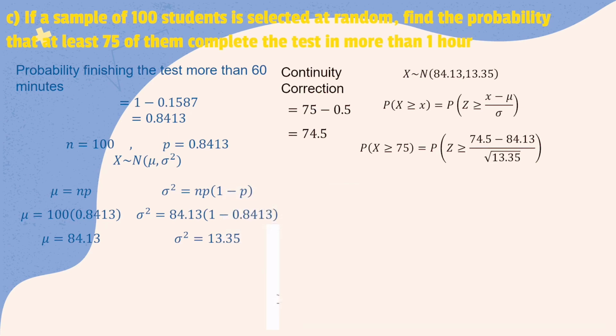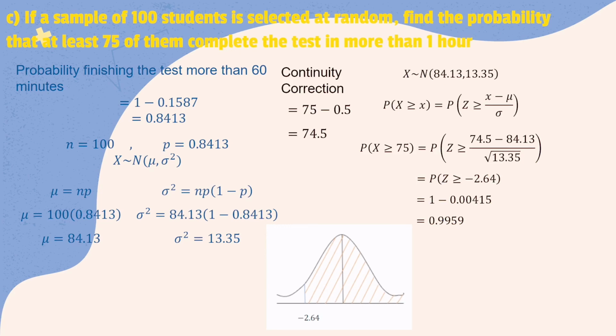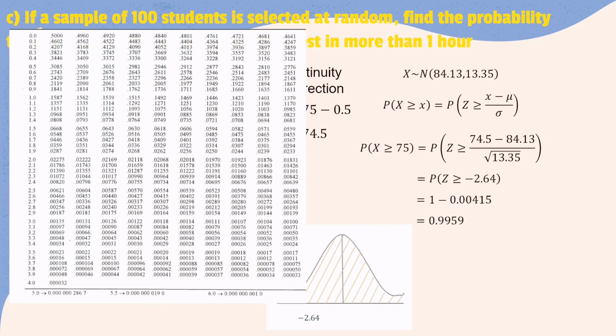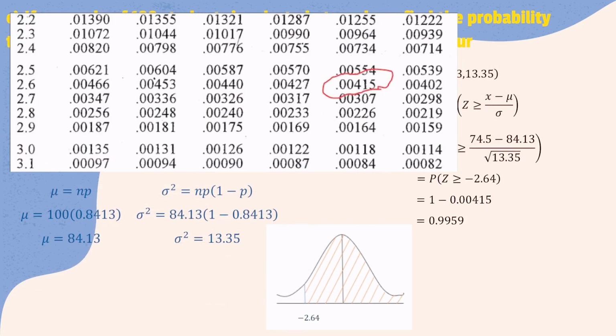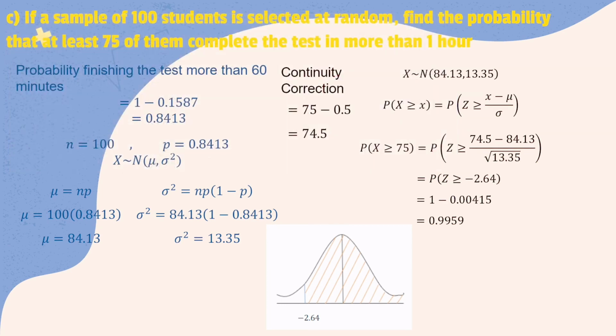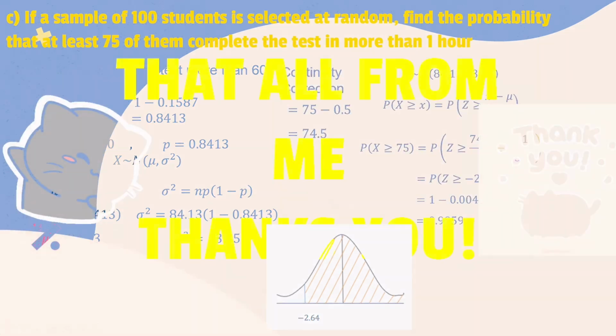So we key in those numbers, P in the bracket, z ≥ 74.5, our new continuity correction value, minus 84.13, our mean, divided by square root of 13.35, our standard deviation, and we get the answer negative 2.64. We took that value 2.64, look at the statistical table and search for the value 2.64, and we get the answer 0.00415. But this is more than or equal, so we must use 1 minus 0.00415 equal to 0.9959. That's all for me. Thank you.